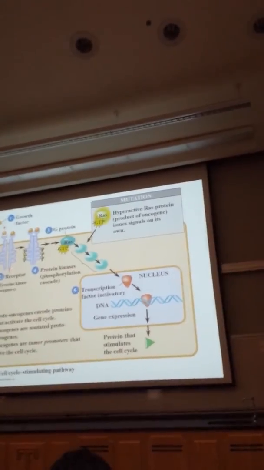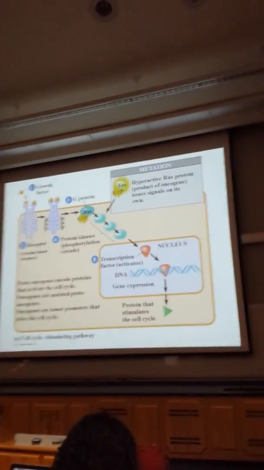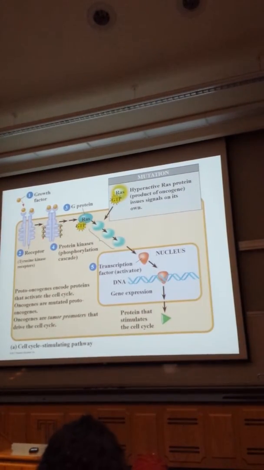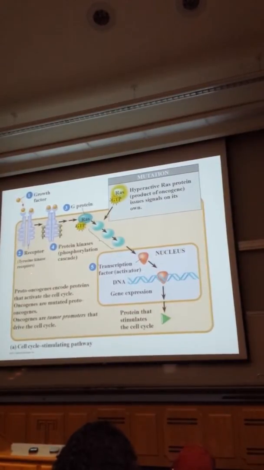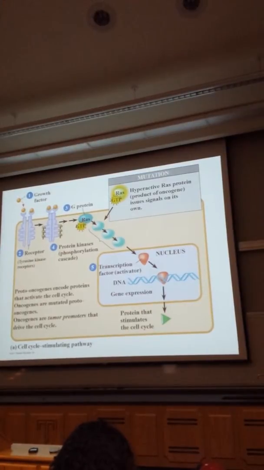Tyrosine kinase receptors, when they bind to a growth factor, will dimerize and transphosphorylate, and when they transphosphorylate, they phosphorylate a series of proteins in the cytoplasm to activate the phosphorylation cascade. And one of the proteins that has been found to be very important in activating the cell cycle is the RAS G protein. And I've talked about this before, it's a G protein because it's activated by binding to guanosine triphosphate. Hence it's called a G protein.